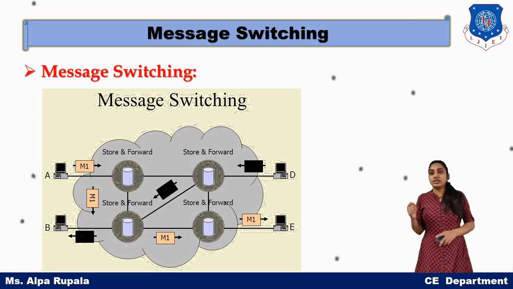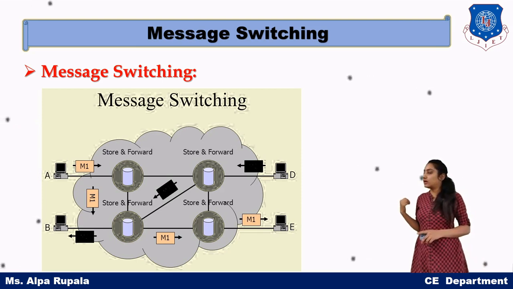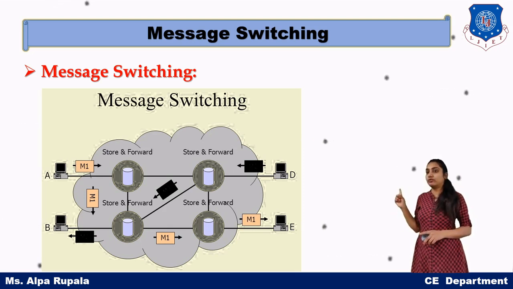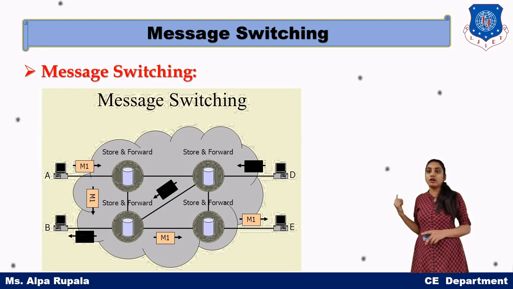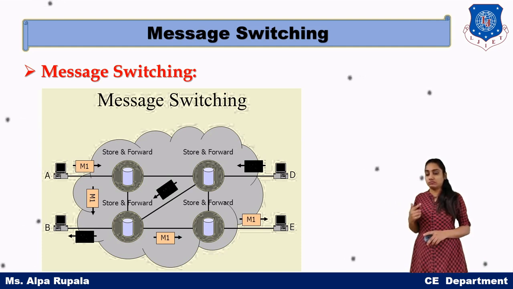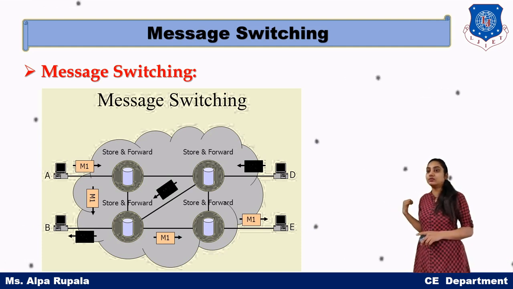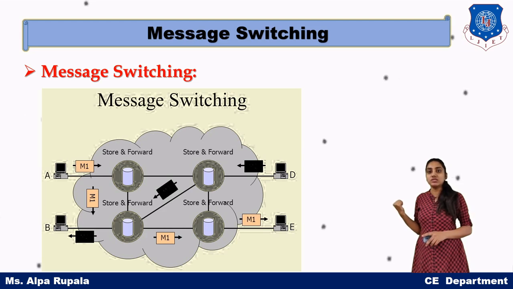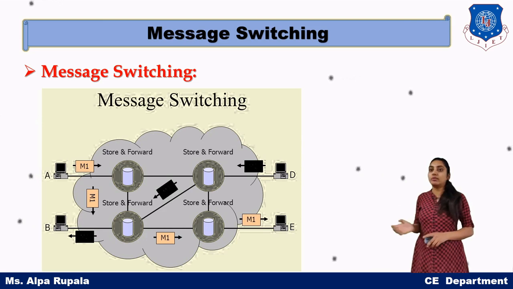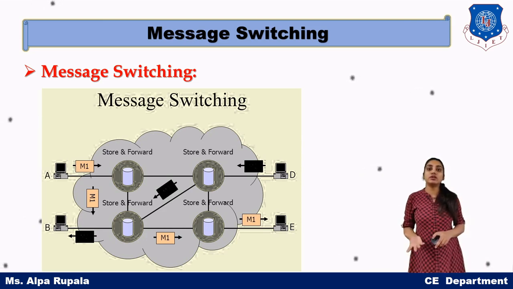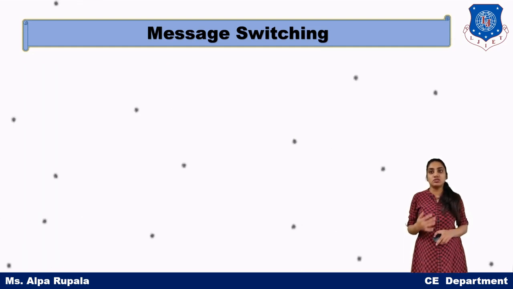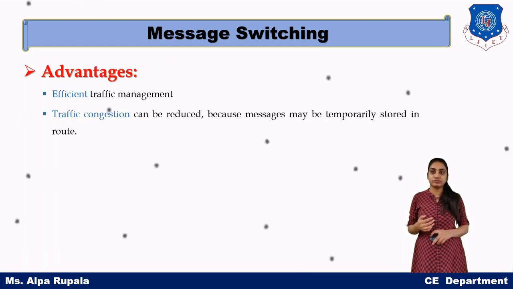So here you can see in the example, we are having A and E. Device A is the sender, device E is the receiver. Our data from A to E is transmitted according to the store and forward network. And device D is sending data to device B, message M2. M2 is transmitted from D to B. So this is the whole fundamental of message switching. We are overcoming the disadvantage of circuit switching, but message switching also has a disadvantage.